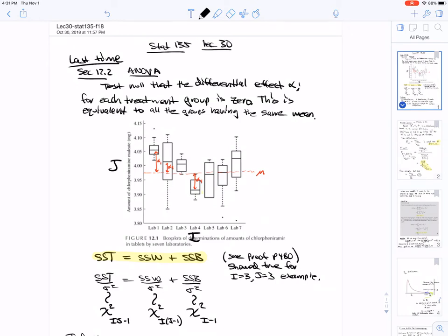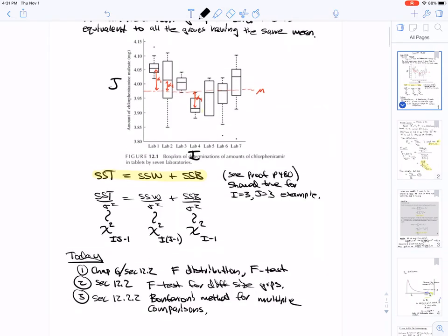For example, if you have 7 labs measuring the amount of malleate, and each group has an average amount of malleate, there's a total mean mu among all the 7 labs, and we can measure the differential effect for each group. That's our alpha i here. Our null hypothesis is that each of these alpha i is 0. In other words, that all these groups have the same group average mu.